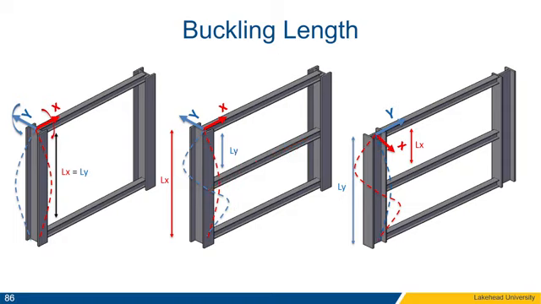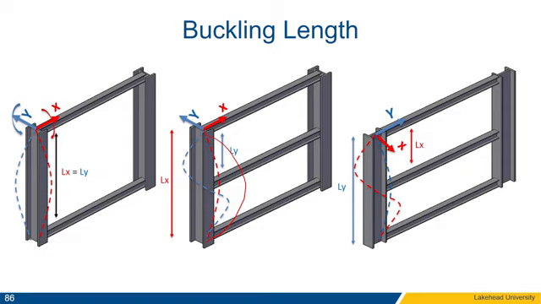However, if the column were to buckle in the direction perpendicular to the beams, it will be fully free to buckle with its full length.